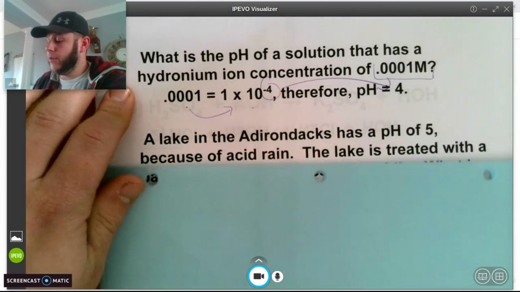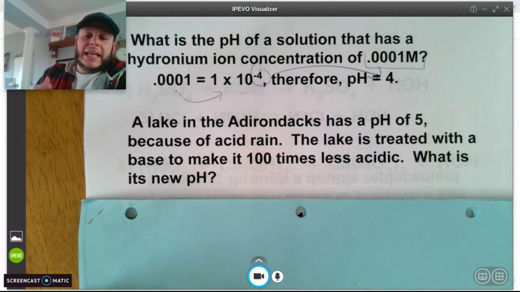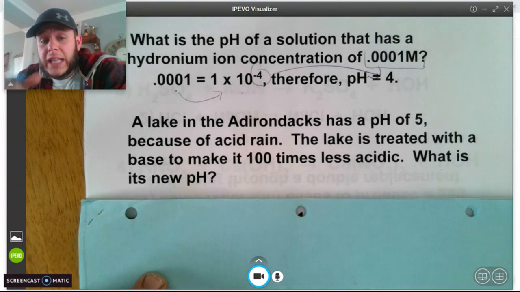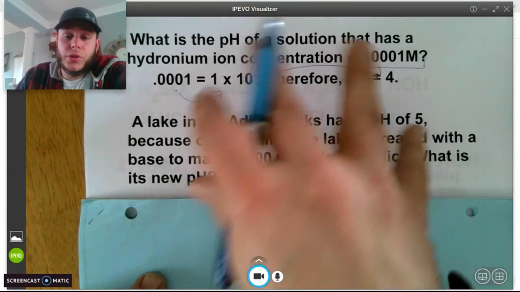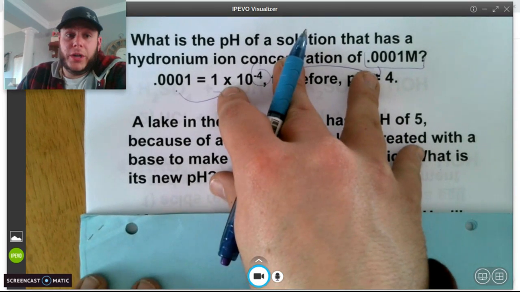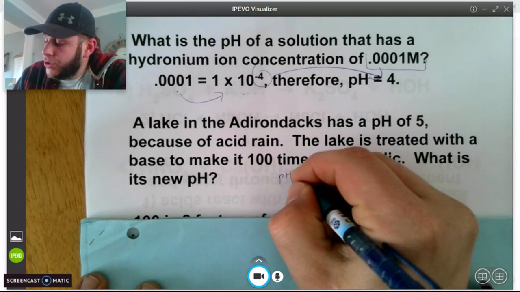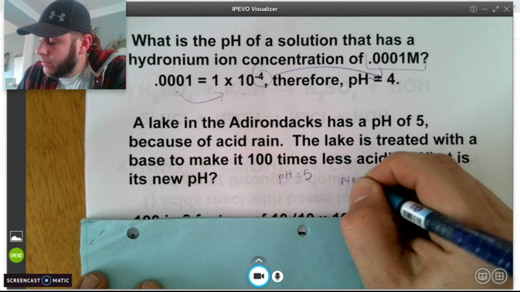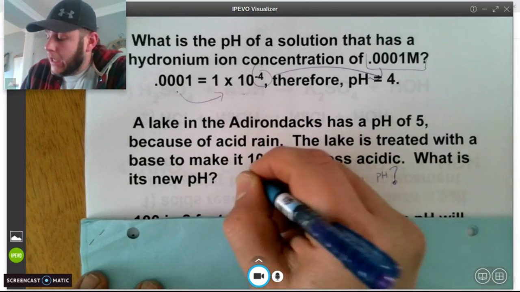So here's a little word game, or problem, real life thing. A lake in the Adirondacks has a pH of 5 because of acid rain. The lake is treated with a base. It makes it 100 times less acidic. What is the new pH? So there's a trick here, by the way. If the pH is 5, what's the new pH if it changed by 100 times?